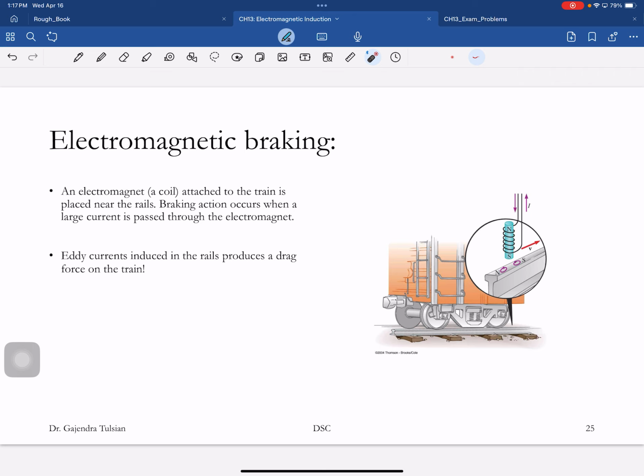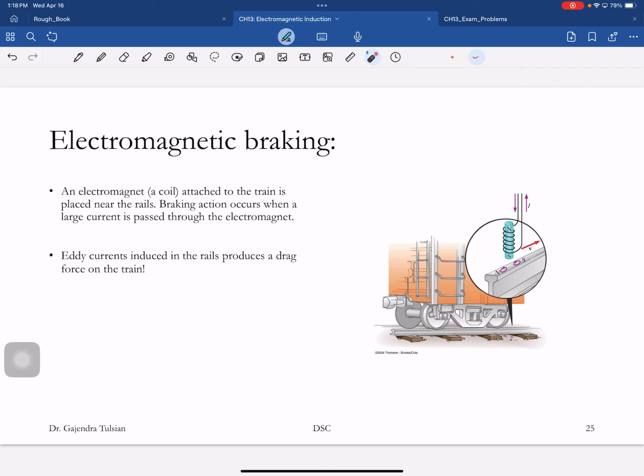So you're not dependent on friction. And this is useful because train is one of the cheapest ways of transporting stuff on land. So if you can pack more and more trains on the track without having to worry about accidents and stuff like that, you could bring down transportation costs.